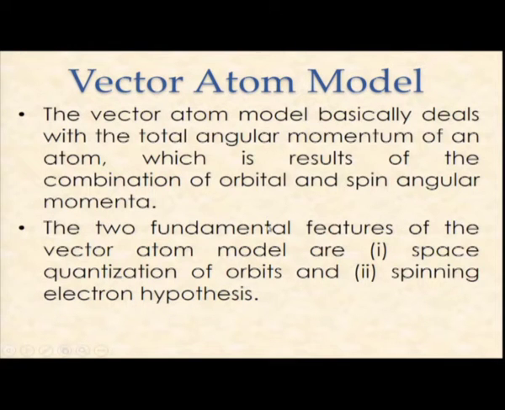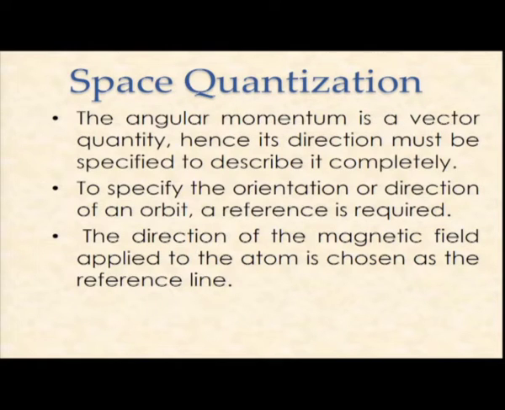In the vector atom model, the spin concept is introduced. So we got the orbital angular momenta and spin angular momenta. Combining these orbital angular momenta and spin angular momenta gave the total angular momentum of an electron present in an orbit. Coming to space quantization, which is one of the features of the vector atom model.